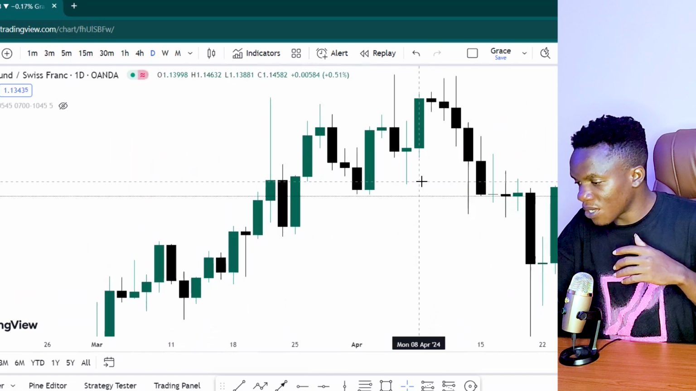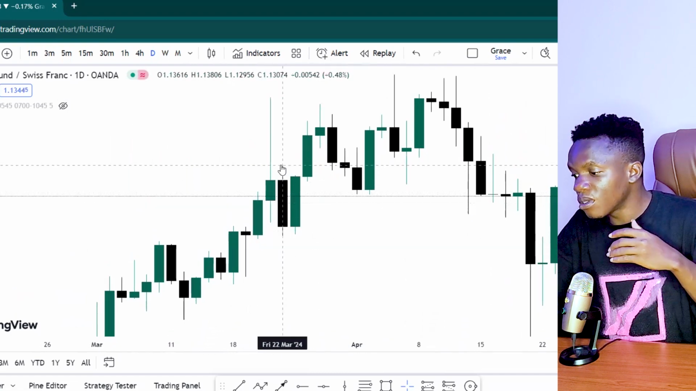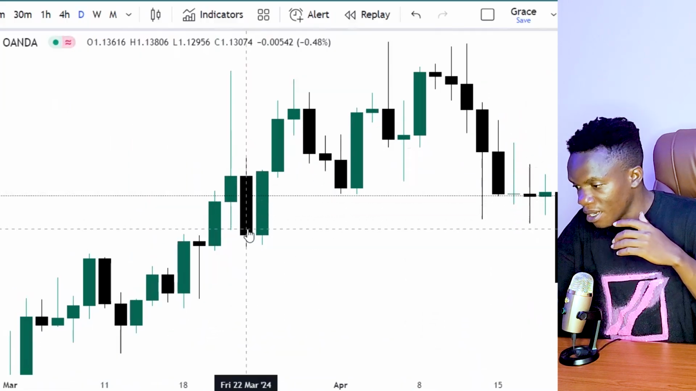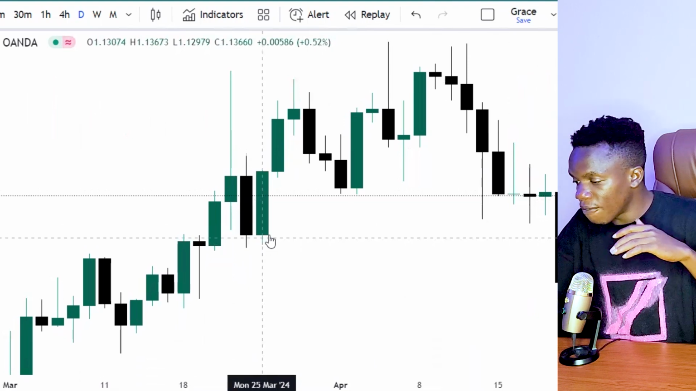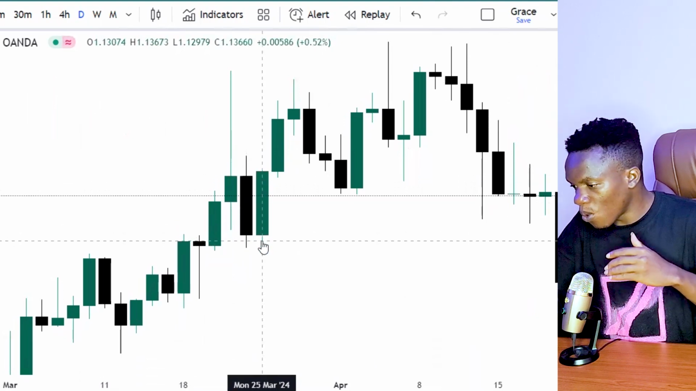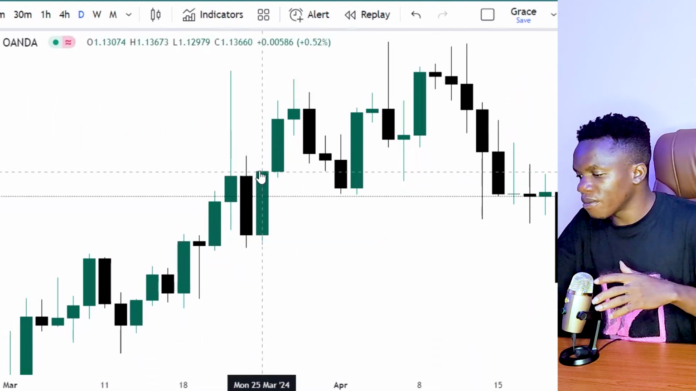ICT Power of Three actually means, for a bearish day, price opens, trades higher, then expands for the rest of the day before closing. That is for a bearish day. Then for a bullish day, price opens, trades lower, then expands for the rest of the day before closing.